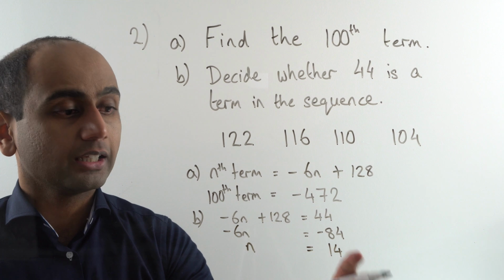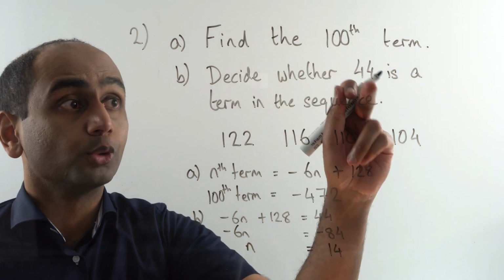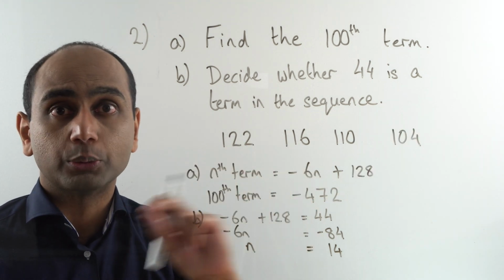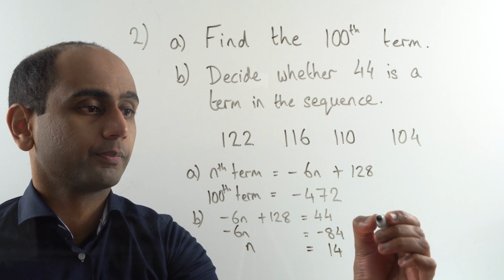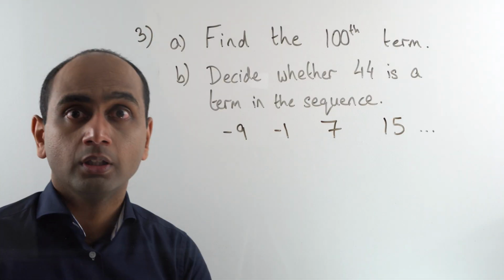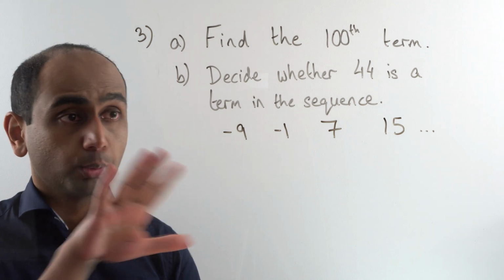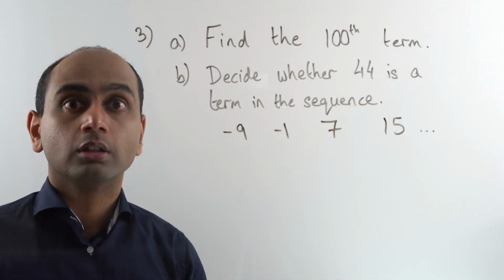Now this is a positive whole number, so that tells me that 44 is a term in this sequence, and in fact it is going to be the 14th term. Here's the third and final question. Pause the video and have a go at this for yourself. Here's the answer.